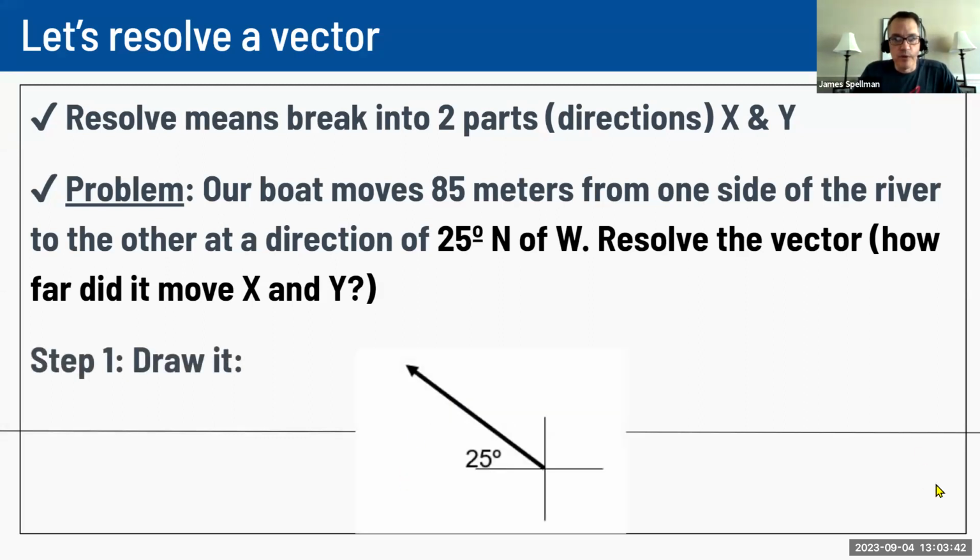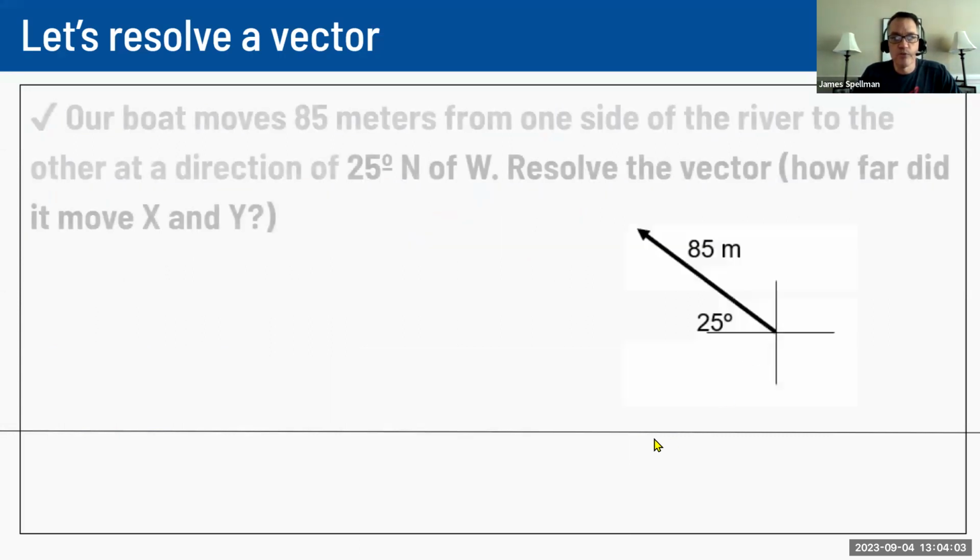First step, we need to draw it. Again, 25 degrees north of west means that west is my reference direction, and 25 degrees north of that pushes us to the north. That's the angle we're looking at. So our boat is moving 85 meters. This arrow, again, is a vector, and it represents the length that the boat is moving. It also represents the direction that the boat is moving.